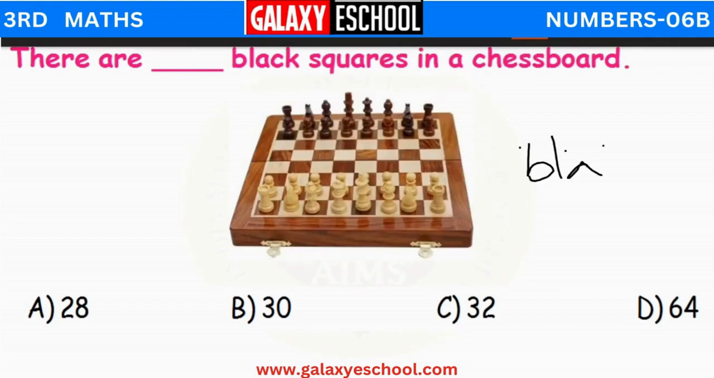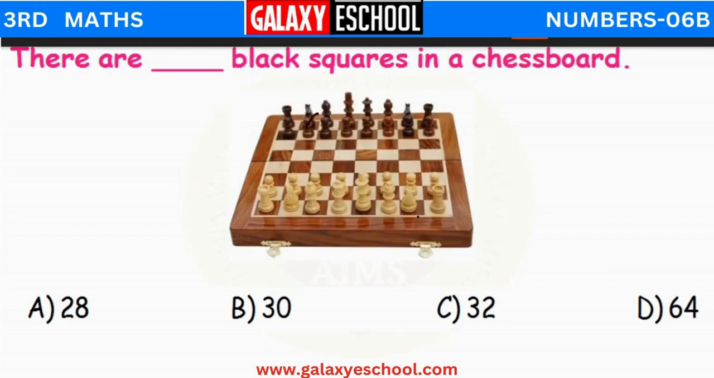One is black and the other is white. Alternate squares. See, one is black, one is white, one is black, one is white. So that is how the squares are in a chessboard. So this is not brown. Consider it as black, children.